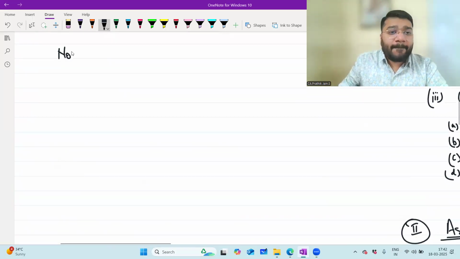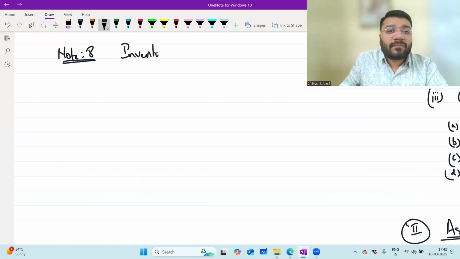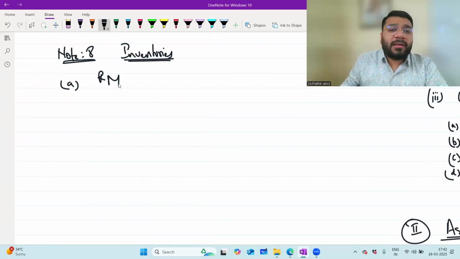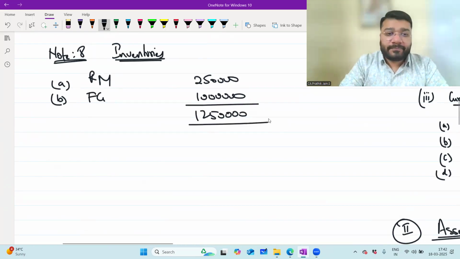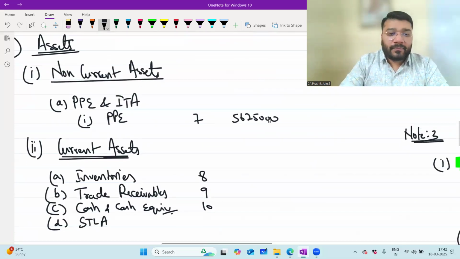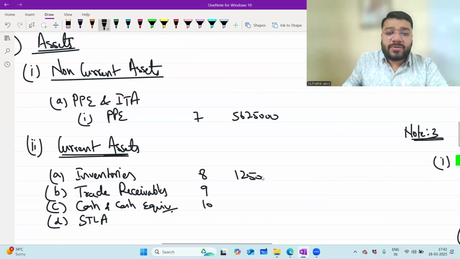Note number 8. Inventories. First one is raw material. How much? 2 lakh 50,000. Next is finished goods. How much? 10 lakhs. Total how much? 12 lakh 50,000.